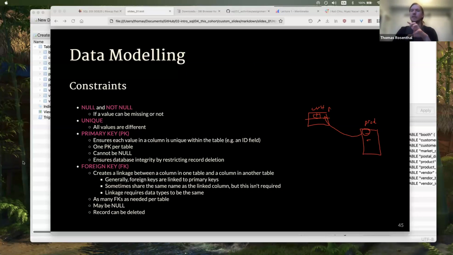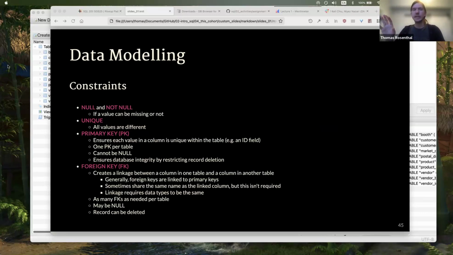We'll keep going on them, but I want to demonstrate a little bit what that looks like. The foreign key is the opposite side of the primary key, creating the linkage between a column in one table and a column in another. Usually you're going to link foreign keys to your primary keys. Sometimes they share the same name as the linked column, but it's not required. So product ID and product ID. The linkage does require that the data types are the same. So say product ID for corn is 1 or 7, an integer. It's expected in the customer purchases table that the product ID also is an integer, 1 or 7. So they're always going to be the same, right?